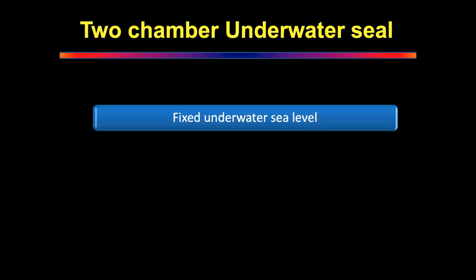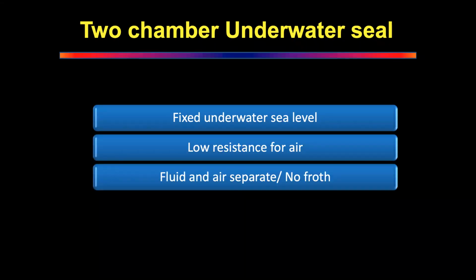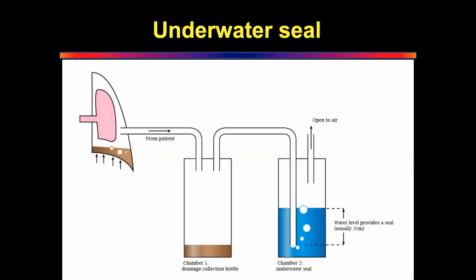Well done, Vivek. So there's a fixed underwater seal level. So you've got a separate area. There's low resistance to air. The fluid and the air are separated out in this. That's the most important thing. So there is no froth. Did you understand that? Is this clear? Yes. There is no air which is bubbling in here.